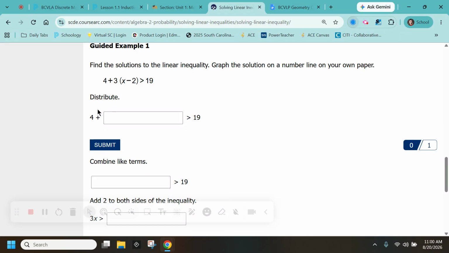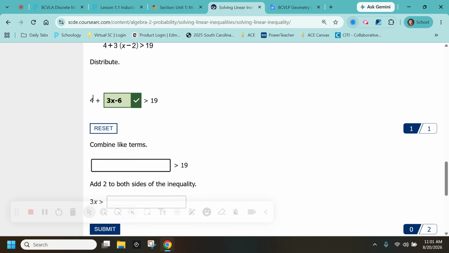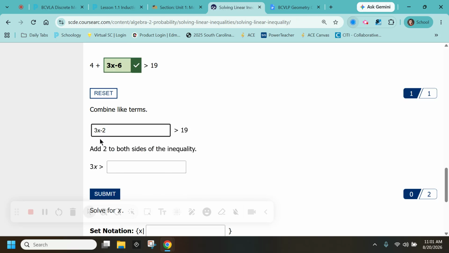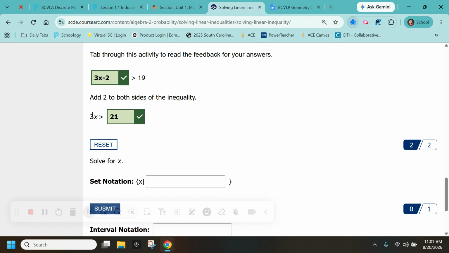And so step 1, we are going to distribute. So 3 times x is 3x. 3 times -2 is -6. Combine our like terms, so 4 and -6 make -2. Make sure you bring that 3x down. And then we're going to add 2 to both sides. So 19 plus 2 is 21. And then to solve for x, we divide both sides by 3. So in this case, x has to be greater than 7. 21 divided by 3 is 7.